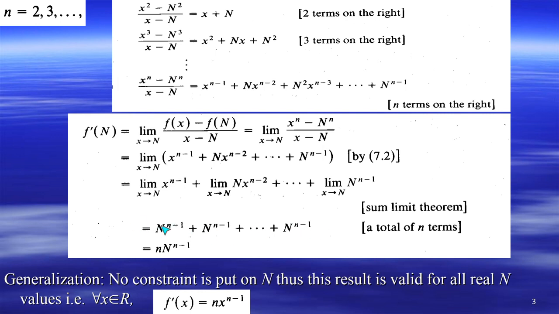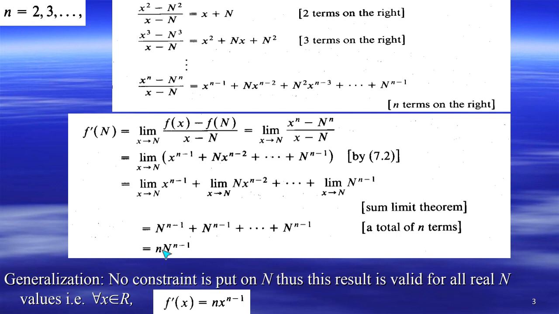How many of these do we have in hand? n times. You see? Here we have n minus 1 down to 1, and this one you can take as x to the power 0 times N to the power n minus 1. So we have n terms here. So we have n times N to the power n minus 1. You see, we obtained the same expression.